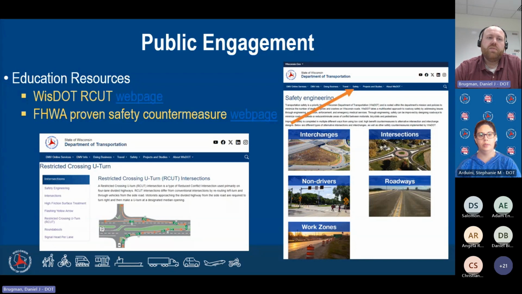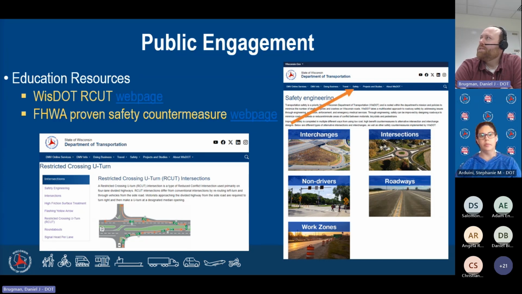Some resources that we've worked to develop. WSDOT has an RCUT webpage. There's also an FHWA Proven Safety Countermeasure webpage that has a lot of the nationwide studies and resources.